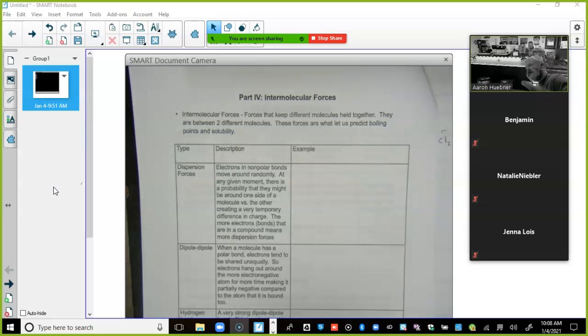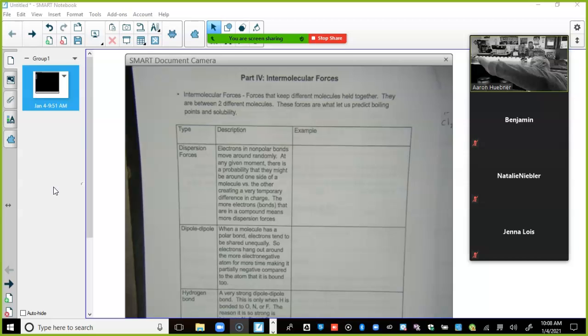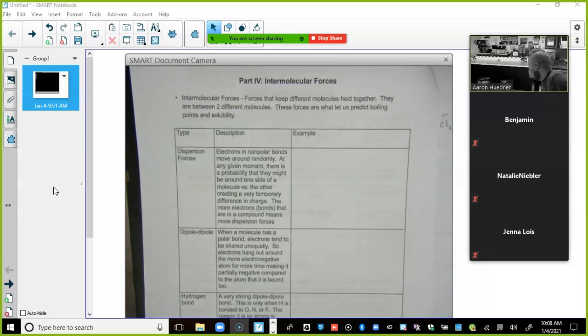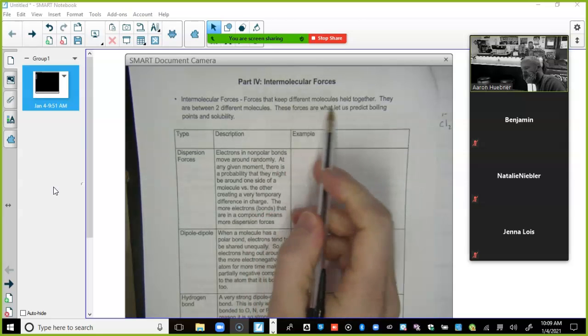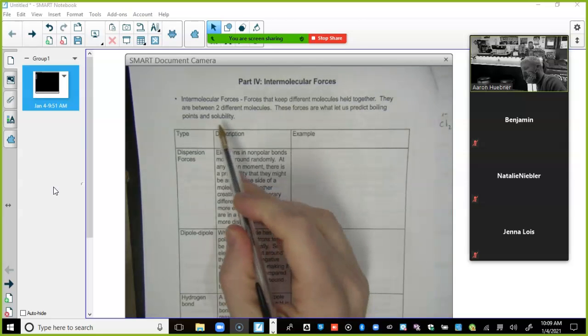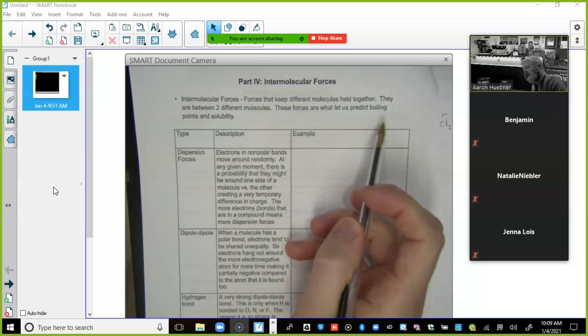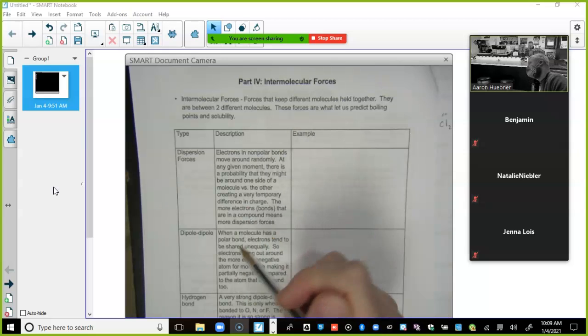So intermolecular forces are the forces between molecules, not within. Intra means the forces within a molecule, like covalent bonding and ionic bonds. That's intramolecular. But if you're talking about water to water, molecule to molecule, it's intermolecular forces. These are forces that keep different molecules held together. They're between two different molecules. These forces are what let us predict boiling points and solubility.